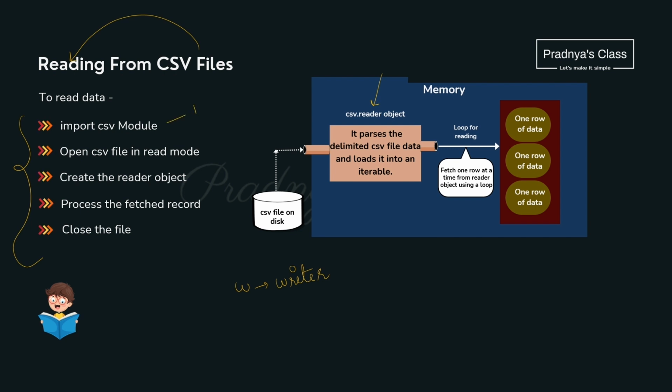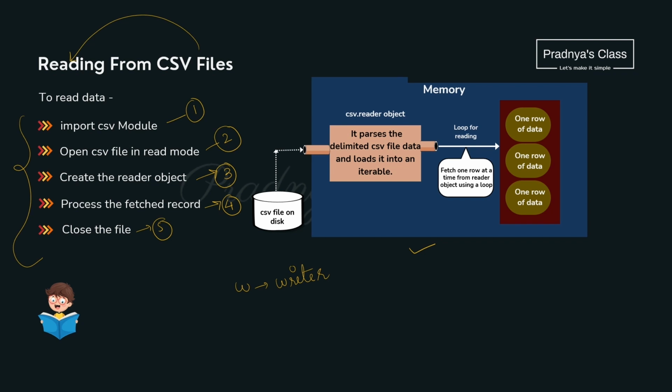First of all, we will be importing the CSV file. In the second step, we will open the file in read mode. In the third step, we need to create a reader object. The reader object will convert the data into an iterable format. According to the requirement, the data fetched by the reader object will be processed further. Finally, we will close the file.